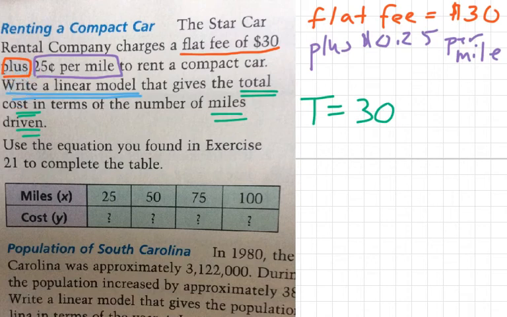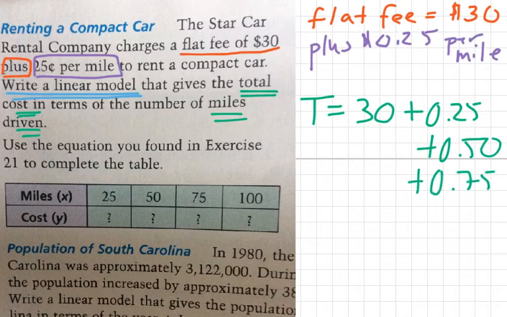Plus, now it's going to be 25 cents for every mile that you drive. So if you only drive 1 mile, you would pay 25 cents. If you were going to drive 2 miles, you would pay an additional 50 cents. 3 miles, you'd pay 75 cents. 4 miles, and you'll pay an extra $1.